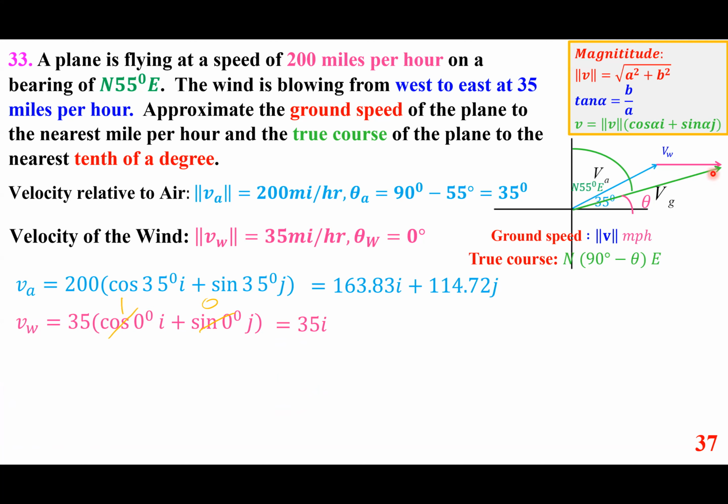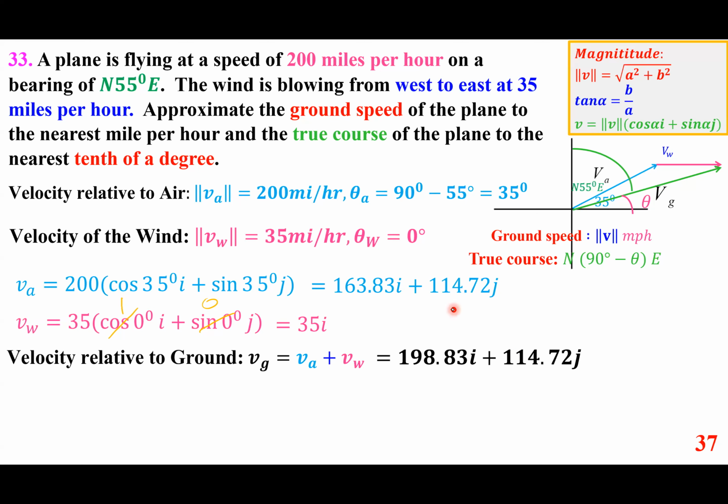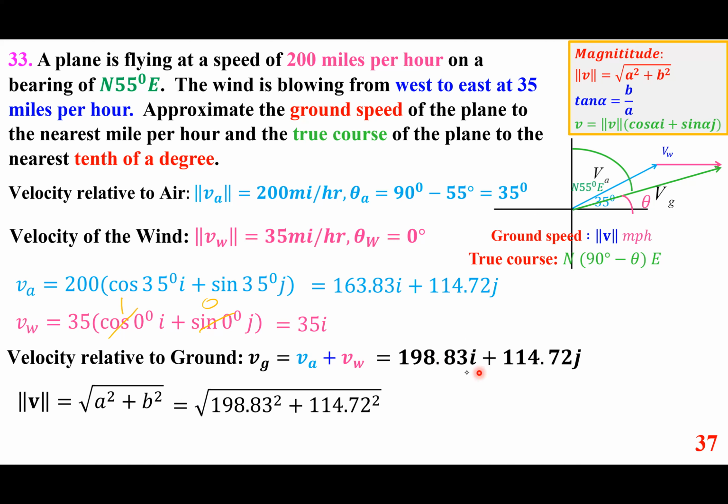And so the resultant vector is the sum of these two. So we add the i components. This one doesn't have any j component, so just add them up. We add these two numbers, and we get 198.83i. This one is itself. So what is the magnitude? The speed is the square root of a squared plus b squared. So square this one, add them up and take a root. So that's the speed, about 230 miles per hour.